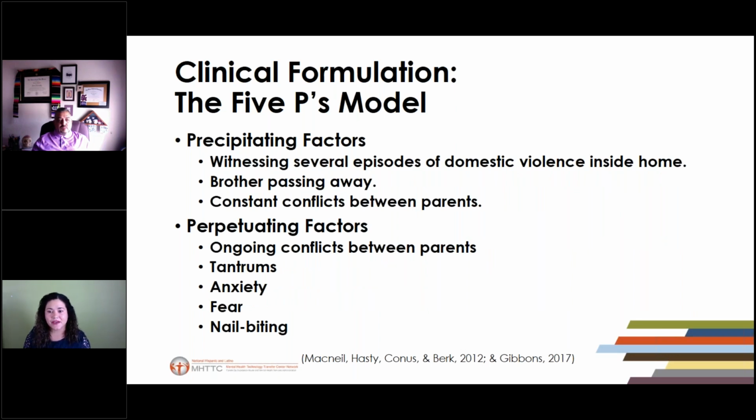Okay, so some of the precipitating factors were witnessing several episodes of domestic violence inside the home. It was mostly yelling between each parent, and her brother passing away. That was huge. Sometimes she was able to draw. She was really sad and expressed to me, like, I miss my brother. I want to be with him. He makes us really happy.